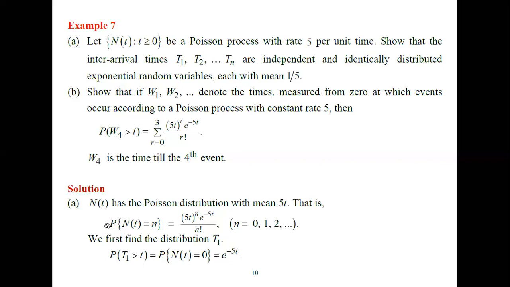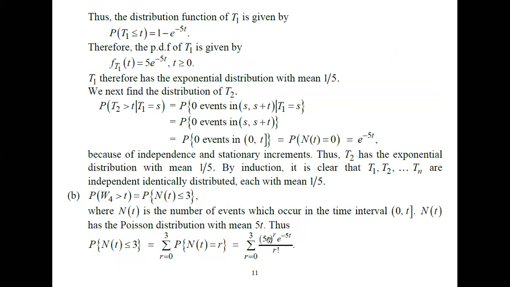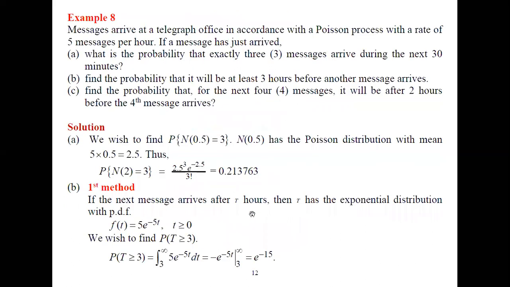So this is a Poisson distribution with mean 5t. Whenever you're dealing with 2 years, then t will be 2. When you are dealing with 4 years, t will be 4. Or 5 seconds. T could be in seconds, minutes, hours, years, decades, etc. So we first find the distribution of t1. Then the solution is also given for the B part. It's similar to the proofs above, and I've solved them.